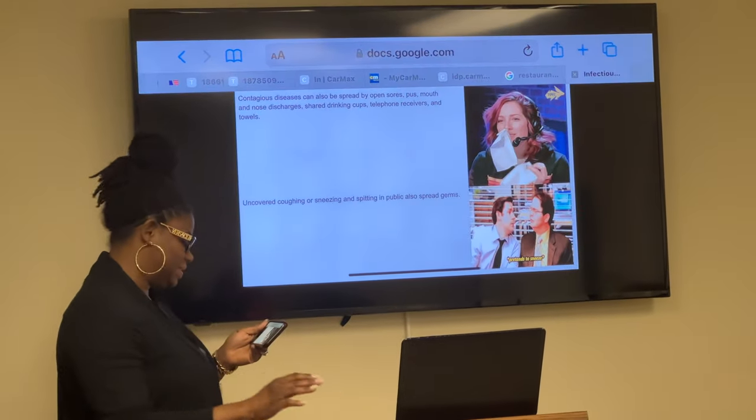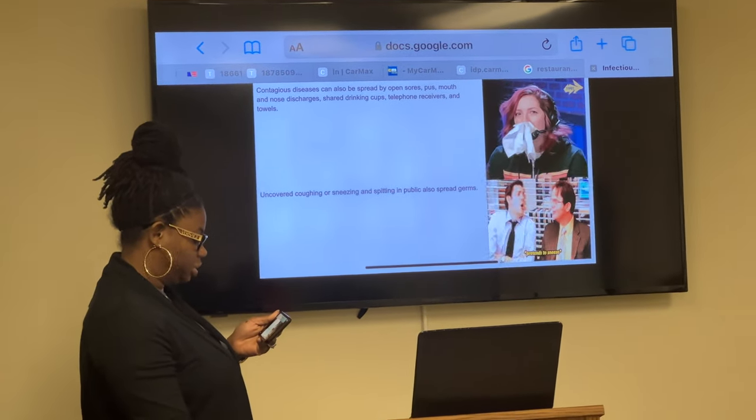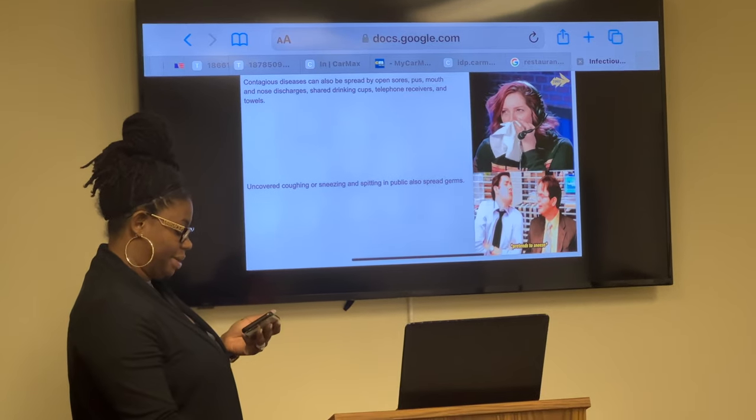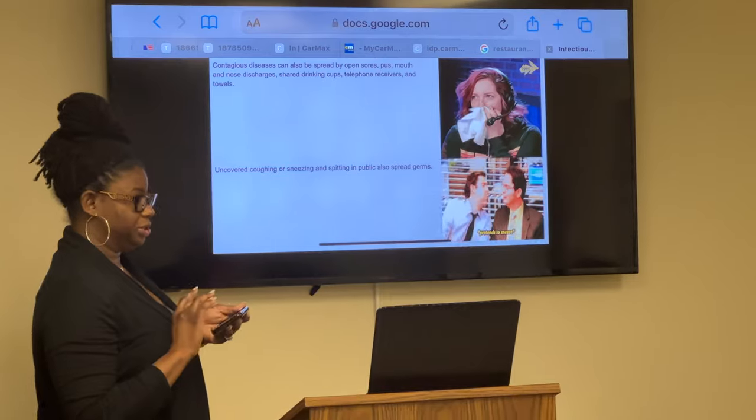Everybody wash their hands. Contagious disease can also be spread by open sores, pus, mouth and nose discharges, sharing drinking cups, telephone receivers, and towels. And uncovered coughing, sneezing, and spitting in public also spread germs.